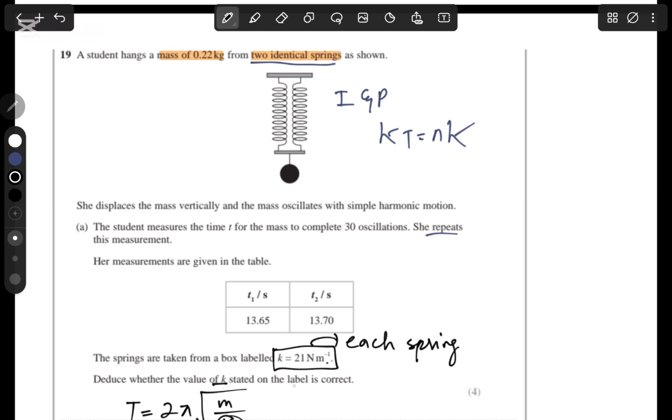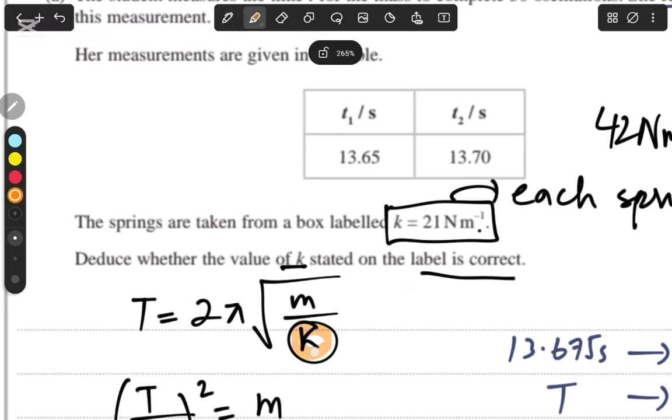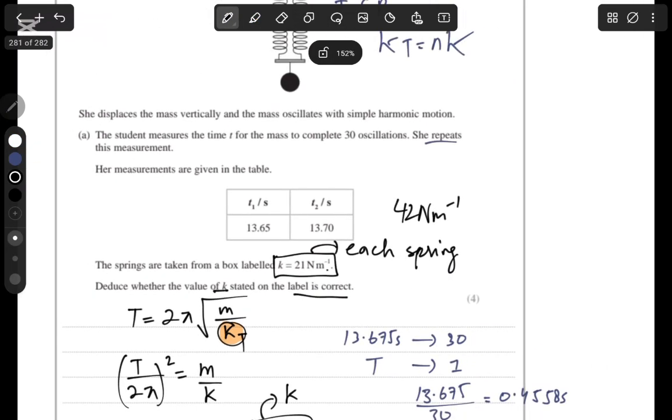Deduce whether the K value on the label of the box is correct. So you're going to take two springs of 21 Newton per meter and combine them together. So the total spring constant will be twice of this. Okay, the total spring constant will be 42 Newton per meter. So we're going to use this formula, T is equal to 2 pi square root of m over K. That's the formula we're going to use. This K is the total spring constant, right?